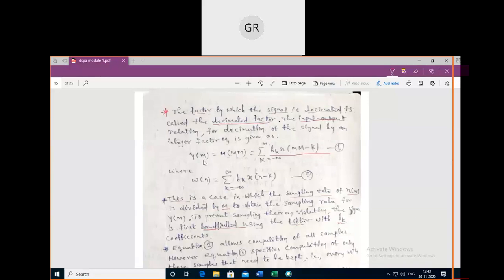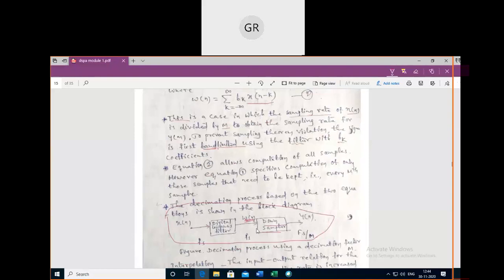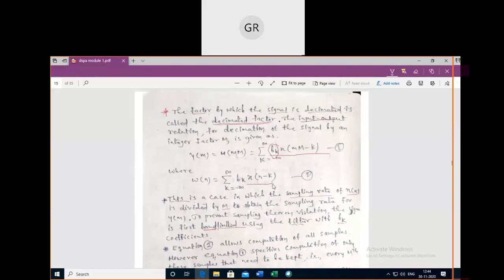So y of m is equal to w of Mm, which is the summation over k from minus infinity to infinity of bk x of Mm minus k. Here bk are the coefficients. What is w of n? w of n is equal to the summation over k from minus infinity to infinity of bk x of n minus k. This is the output of the low pass filter.